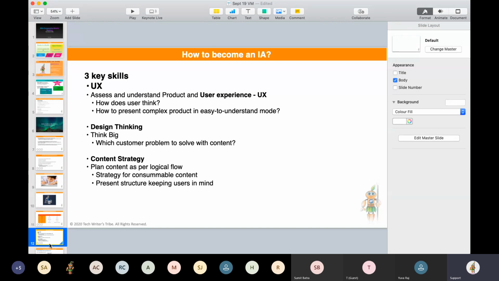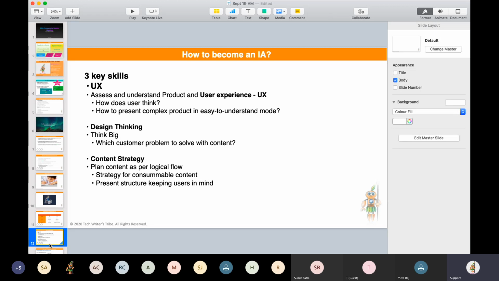Now, how will the IA do that? To do that, they need 2 main things. They must be a design thinker. A design thinker is somebody, first of all, who is able to understand the problems of the customer in a very proper way, and then not only understands the problem, but also thinks about a solution. So this is where a design thinker comes in, and you must have heard about the field called design thinking.